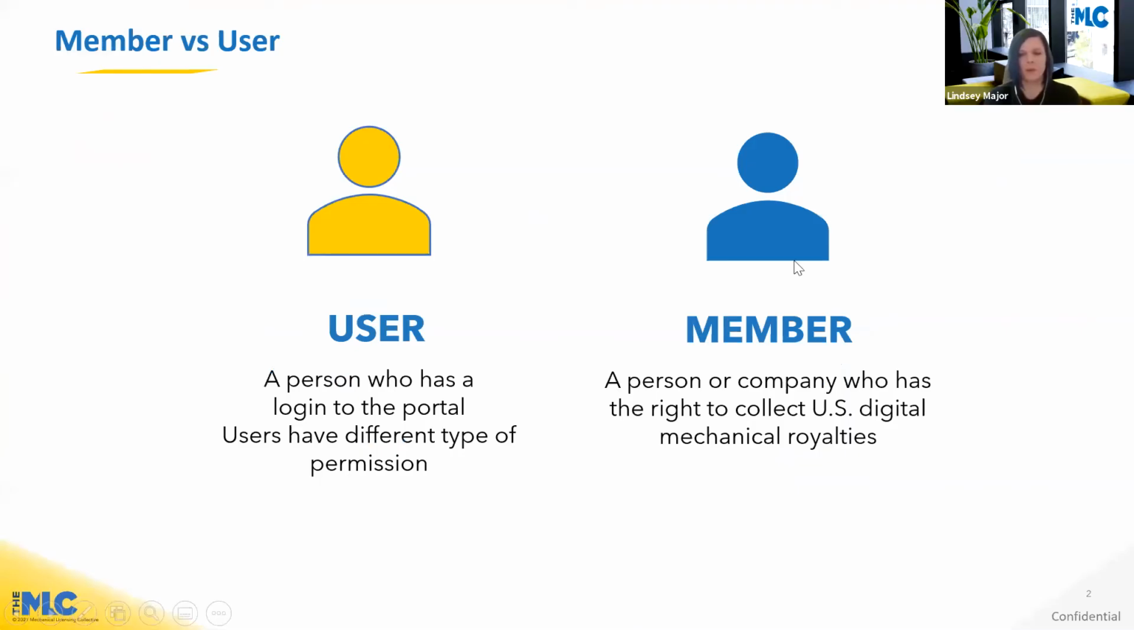Okay, perfect. So as Serona mentioned, we're going to dive a little bit deeper into the user-member relationship. So just to define these two terms very quickly, a user is just a person that has that login to the portal. So the first step to membership is becoming a user. That sets you up with your login and whatever permissions are required, what type of access you need for the member. And then your member is the person or entity that has the right to collect those U.S. digital mechanical royalties. So your member is typically the entity that is the payee.